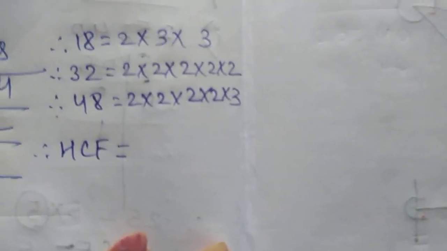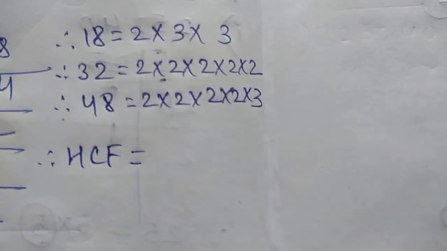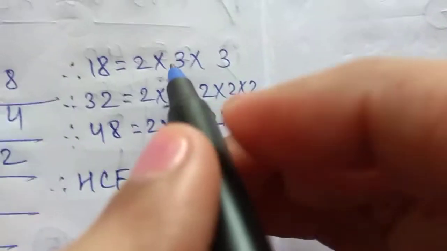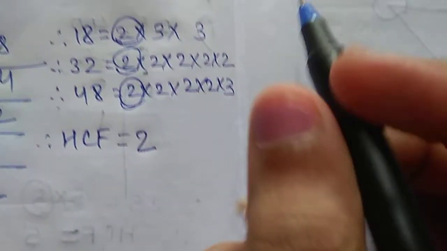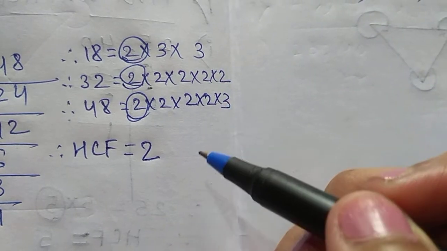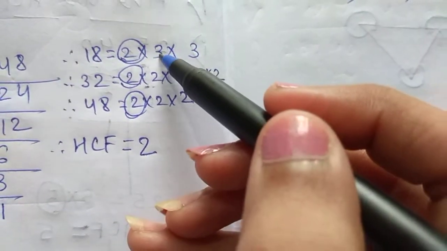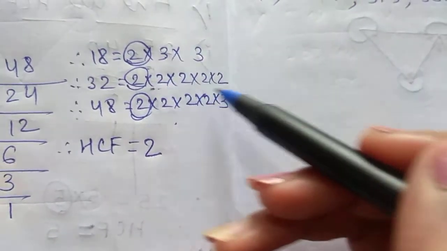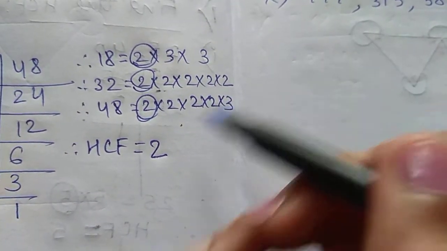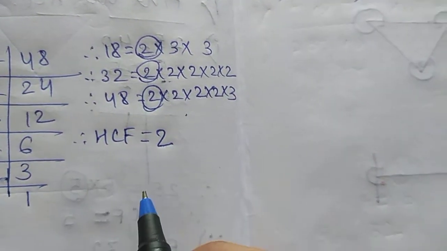Now among these two, which number is common? We can see 2, so I am circling 2. Next, number 3 is not there. 3 is common in 18 and 48 but not in 32, so we won't do that. Okay, so only 2 is common, therefore HCF is 2.